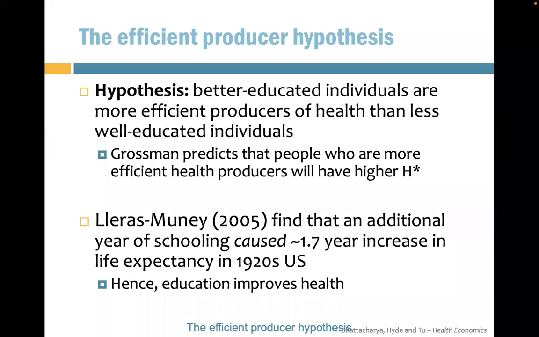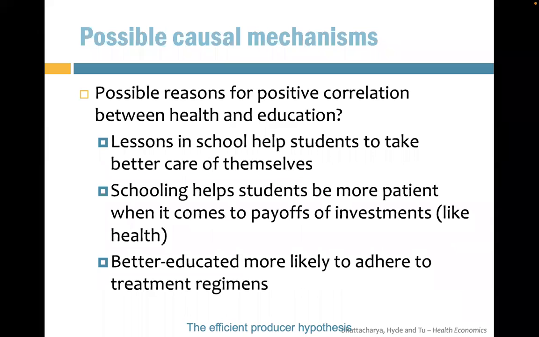Okay, so then what are the possible causal mechanisms? When we talk about causal, we're talking about reason and results versus just a correlation. So what are the possible reasons for this possible positive correlation? Because positive correlation is what we observed, and causal mechanisms is what we have to prove.